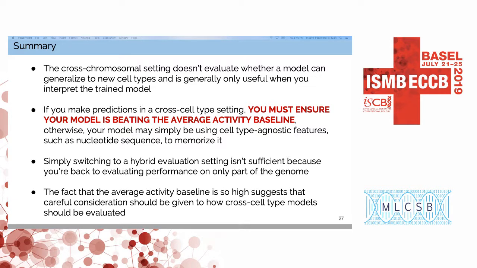Because if H3K4me3 was always indicative of active gene expression, then we would always beat the average activity baseline. The fact that we don't indicates that biology is complicated. And as a computer scientist, I don't like that.